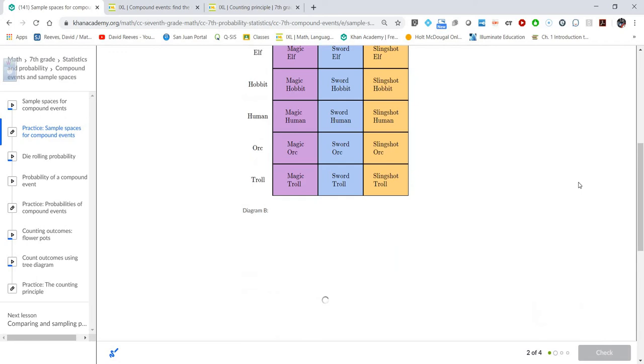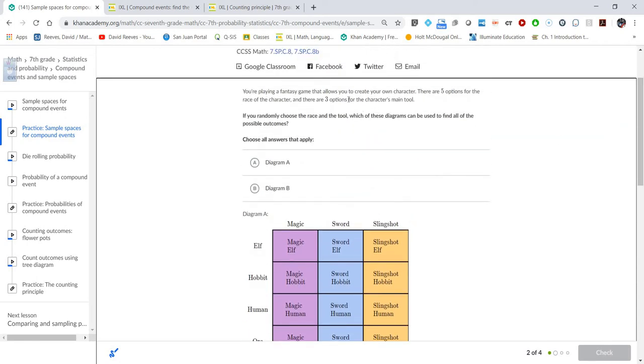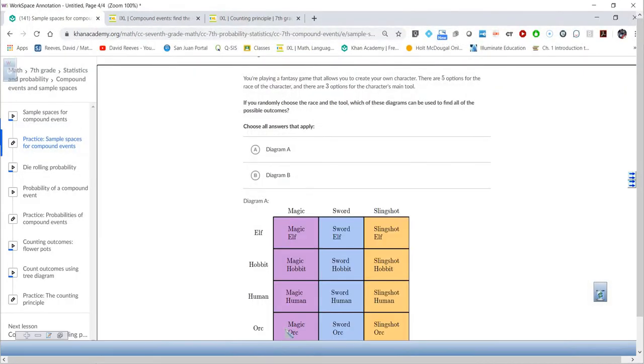We should go on to the next question, don't you think? Alrighty. It says you're playing a fantasy game that allows you to create your own character. There are 5 options for the race of the character, and there are 3 options for the character's main tool. If you randomly choose the race and the tool, which of the diagrams could be used to find all of the possible outcomes? All right, so again, let's take a look in reading the problem and make sure that we carefully understand what's going on.